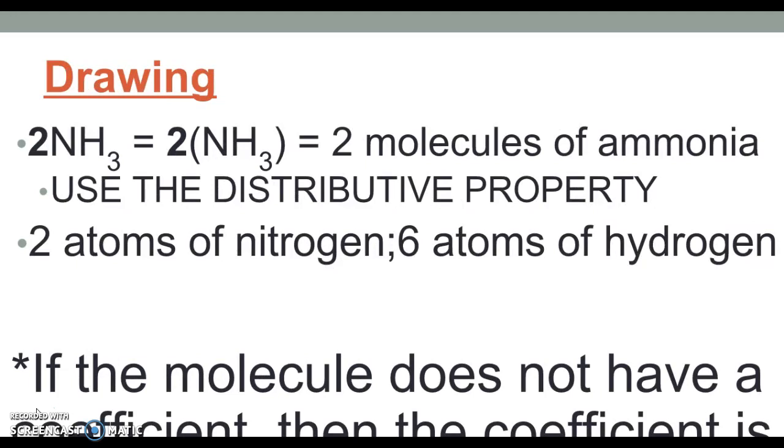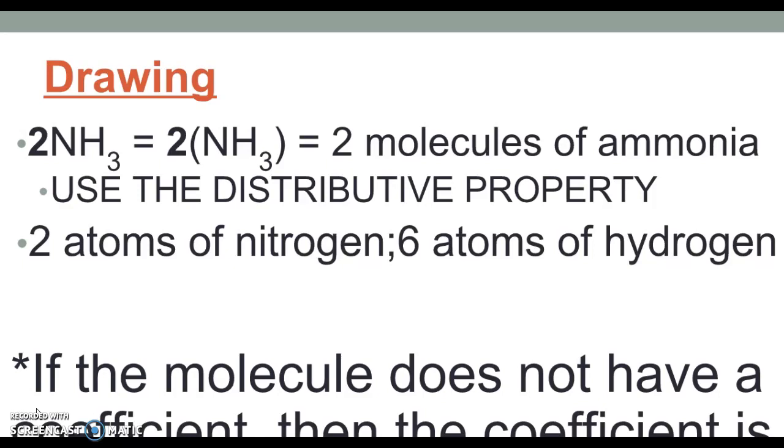2NH3 means that there are 2 molecules of ammonia. And you can do this a couple of different ways. Probably the easiest way would be to use the distributive property, which basically means you take the 2 and you multiply it by the understood 1 here, which means you have 2 atoms of nitrogen, and you take the big coefficient 2 and multiply it by the subscript, which is the 3, which means you have 6 atoms of hydrogen.